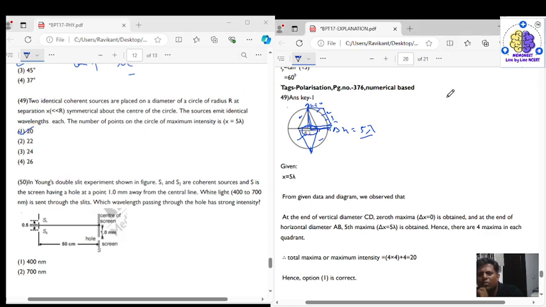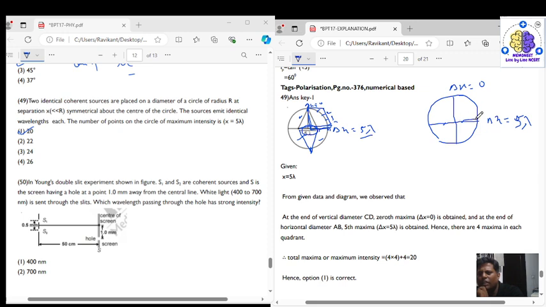Again, if I draw a bigger circle, here at this point delta x is equal to 0, and here delta x is equal to 5 lambda, right? Why 5 lambda? Because the distance between the two slits here is 5 lambda.